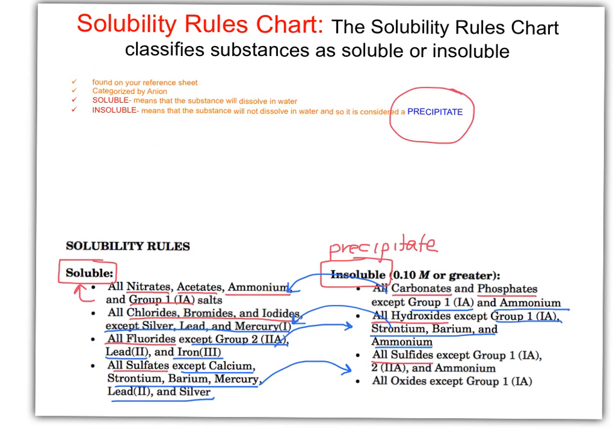All sulfides are generally insoluble. Once again, if a group 1A metal is connected to a sulfide, it then becomes soluble. And lastly, all oxides are generally insoluble, but if a group 1A is connected to it, then it becomes soluble.